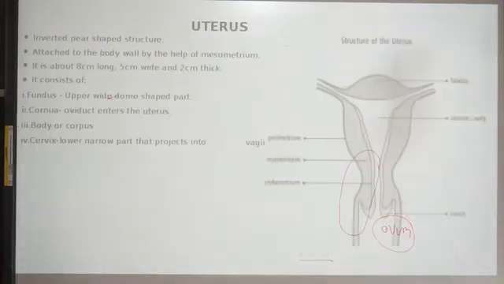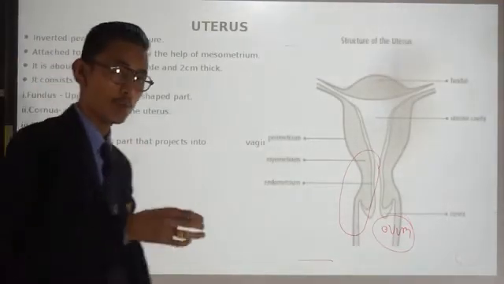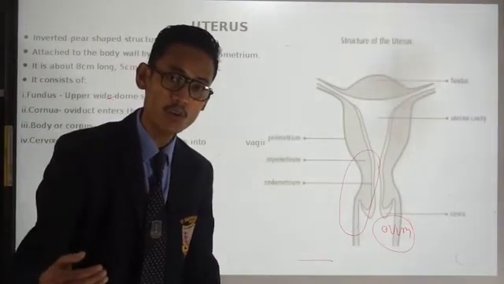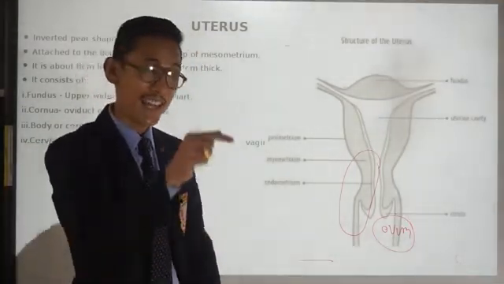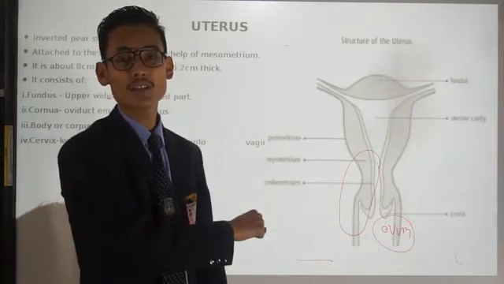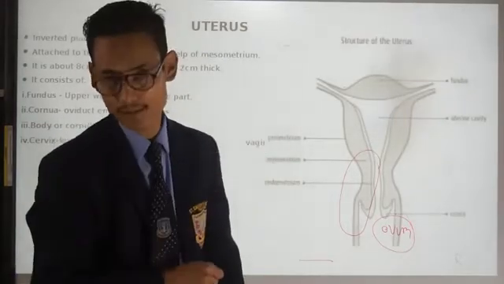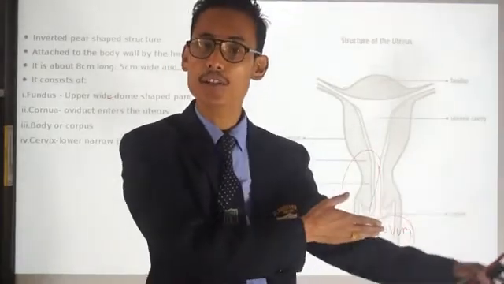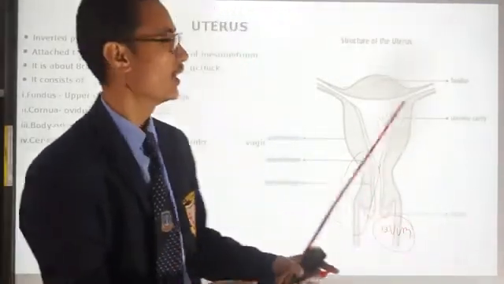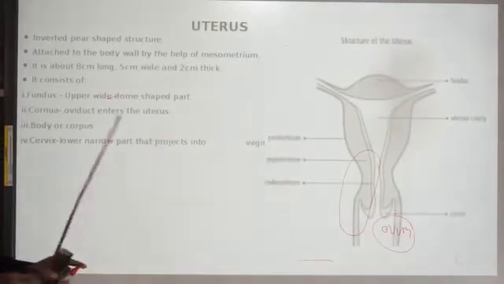So remember carefully that the fallopian tube will help in the transport of the ovum from the ovary towards the uterus, and at the junction of the ampulla and isthmus, there will be fertilization leading to the formation of the zygote. Clear this one? Okay. Now let's see the next one, the uterus part.